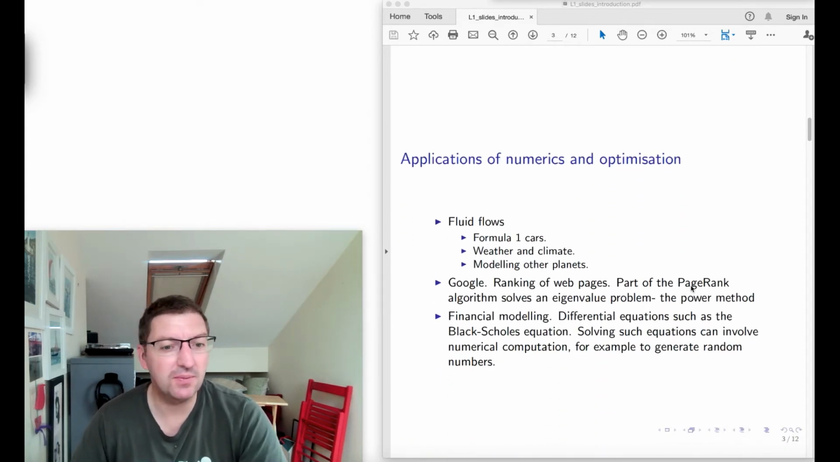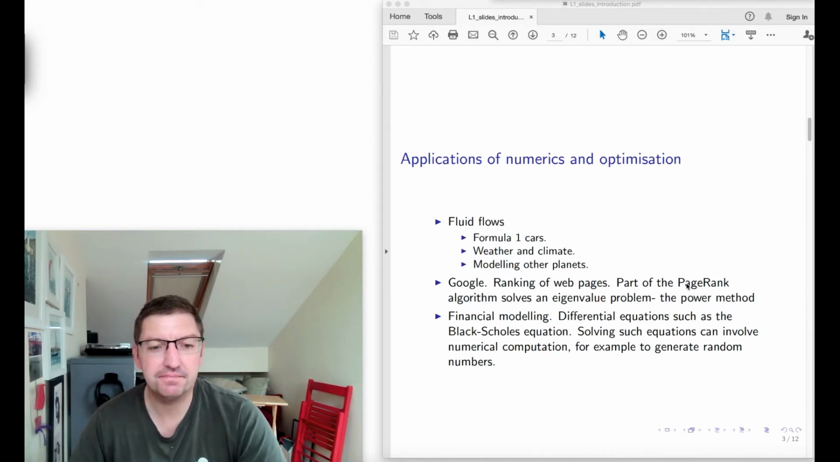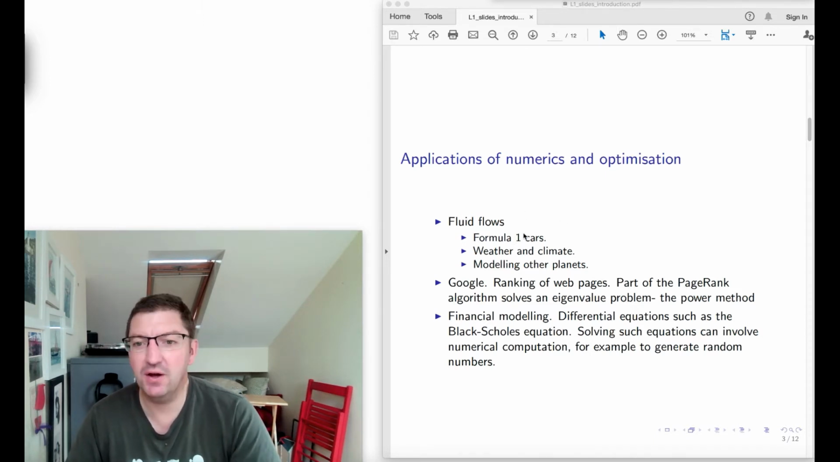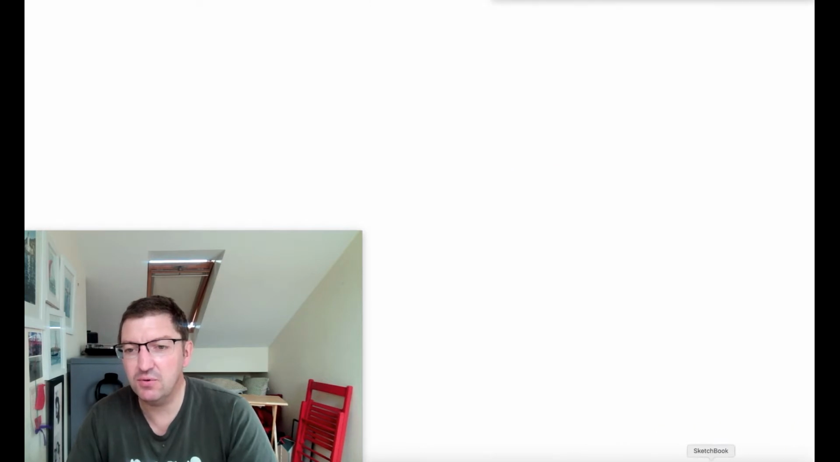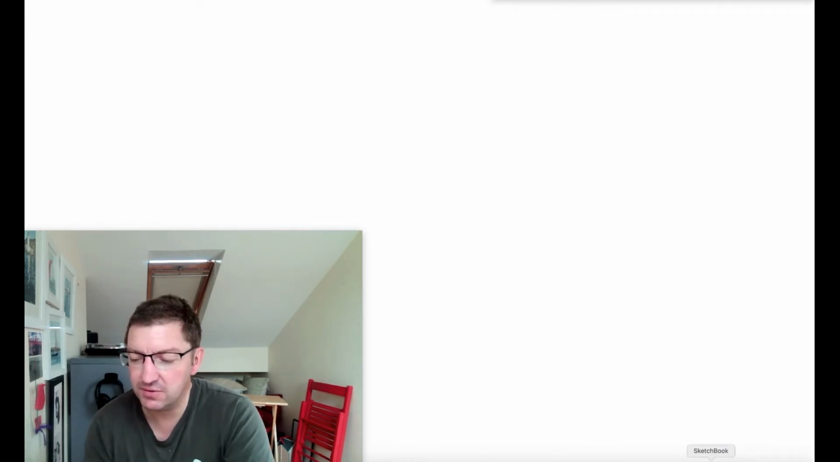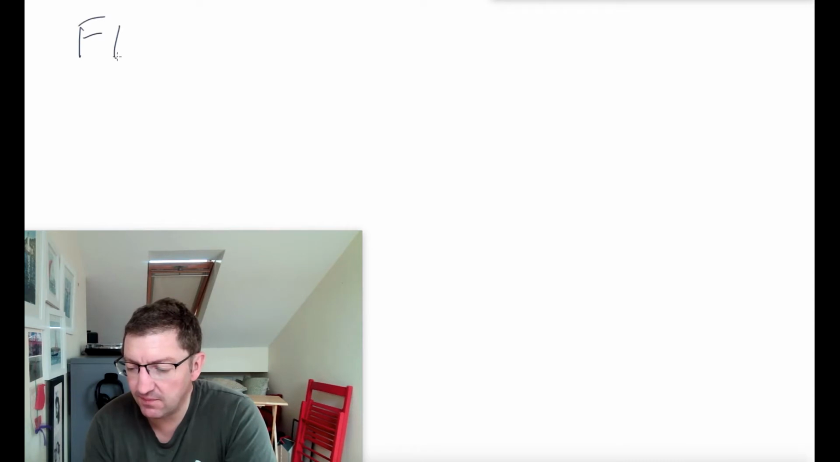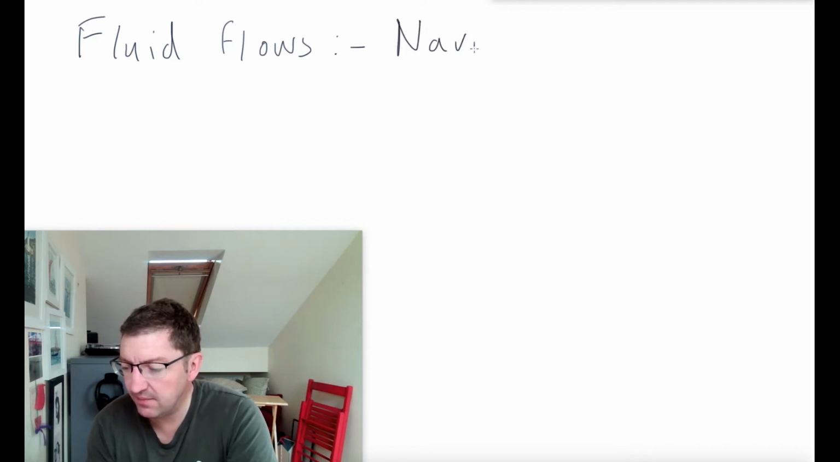The applications of numerics and optimization are huge, and this is just a sample of some of them. The first one, which is very close to applied mathematics, is fluid flows. Let me write a couple of words down on the board to give you an idea of why that's important. For fluid flows, the governing equations, and you don't need to know what they are, but let's just write the words down, are called the Navier-Stokes equations.